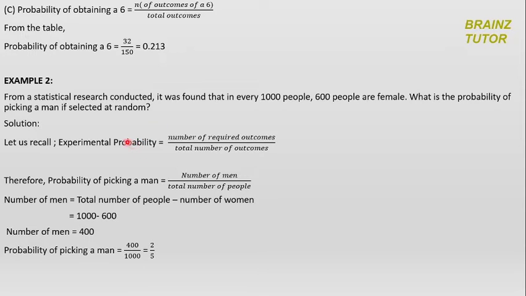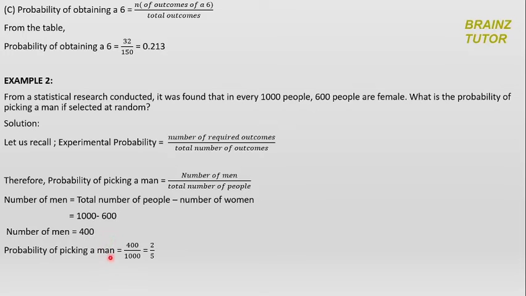From what we've done, we know that experimental probability is the number of required outcomes over the total number of outcomes. So the question says, what is the probability of picking a man? But from the question, we're only given the number of women, which was 600. So we can calculate the number of men, which we get by subtracting the number of women from the total number, and we get the number of men to be 400.